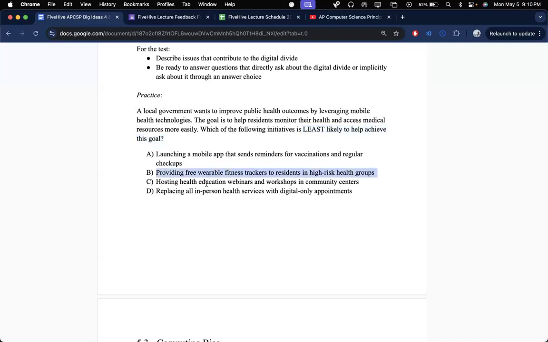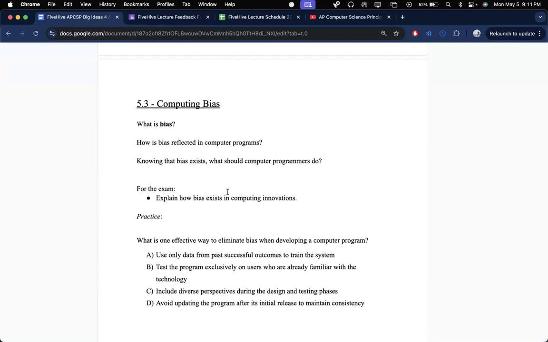Providing free wearable fitness trackers. Again, this is actually going to help with the digital divide if you're providing people with wearables. Hosting health education webinars and workshops in community centers. This is not having to do with any sort of digital networks or computing devices. And then D, which is the answer, replacing all in-person health services with digital-only appointments. Obviously, this is going to actively contribute to the digital divide, because if you only have digital appointments and there's no in-person health services, then that's going to contribute.